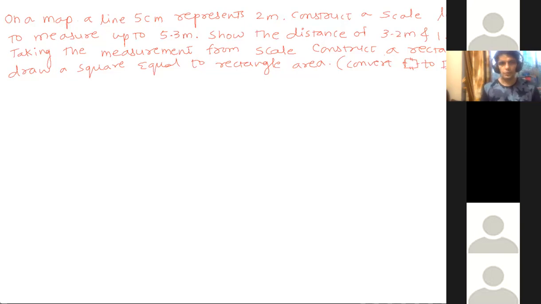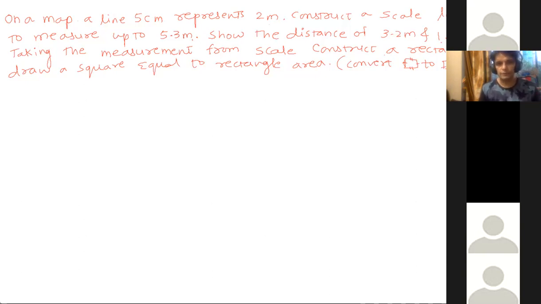Okay. So on a map, a line 5 centimeter represents 2 meter. Construct a scale long enough to measure up to 5.3 meter. Show the distance of 3.2 meter and 1.6 meter. Taking the measurement from scale, construct a rectangle and draw a square equal in area to that rectangle.